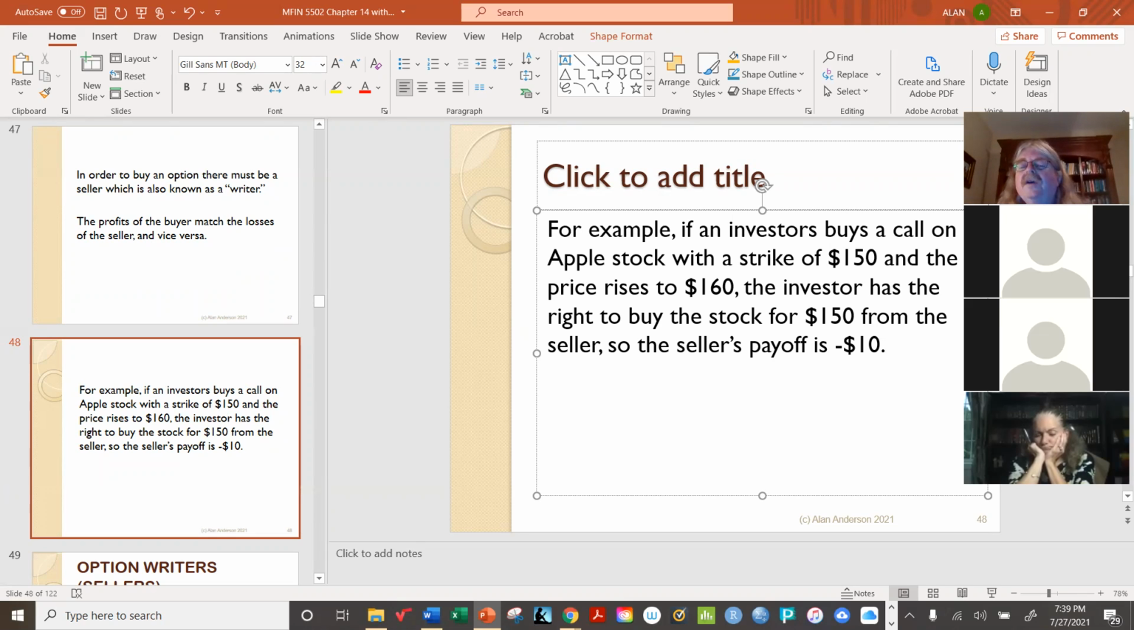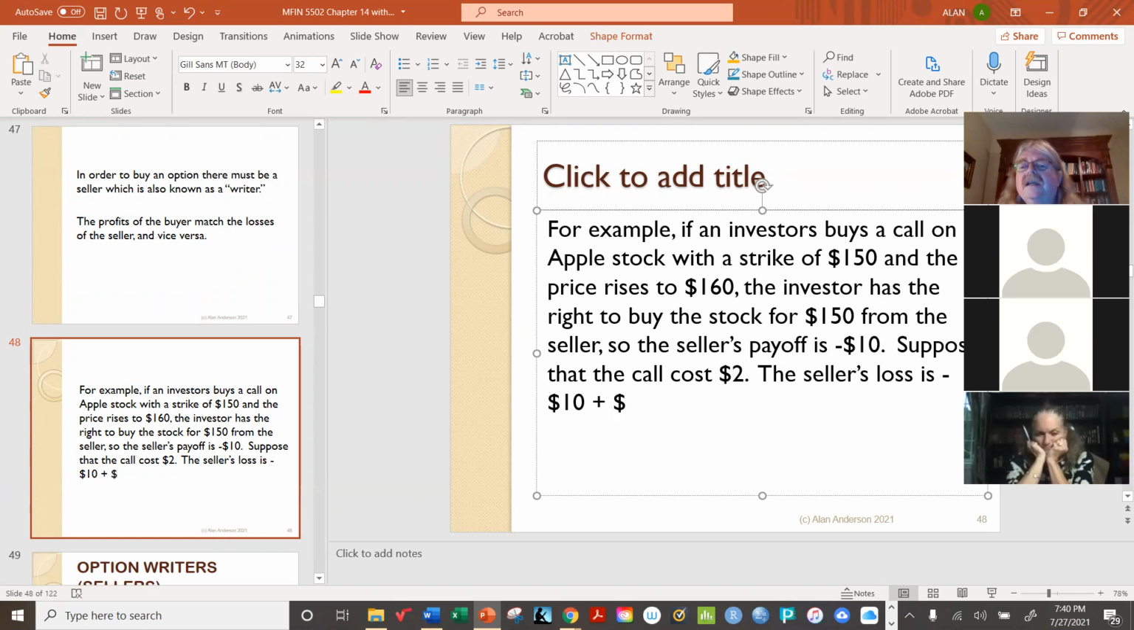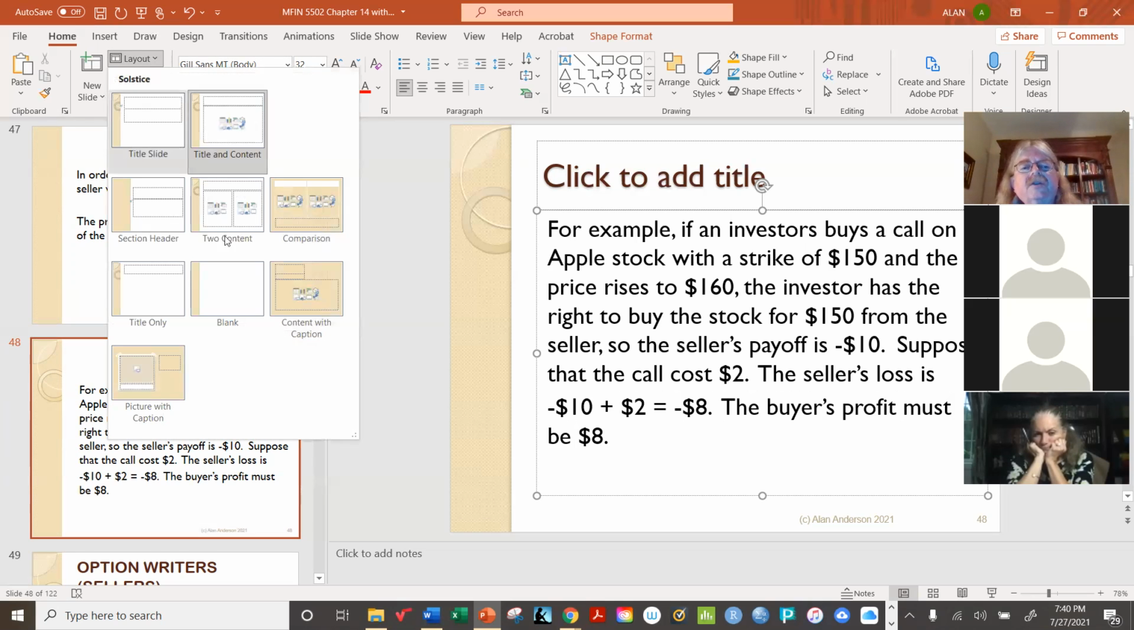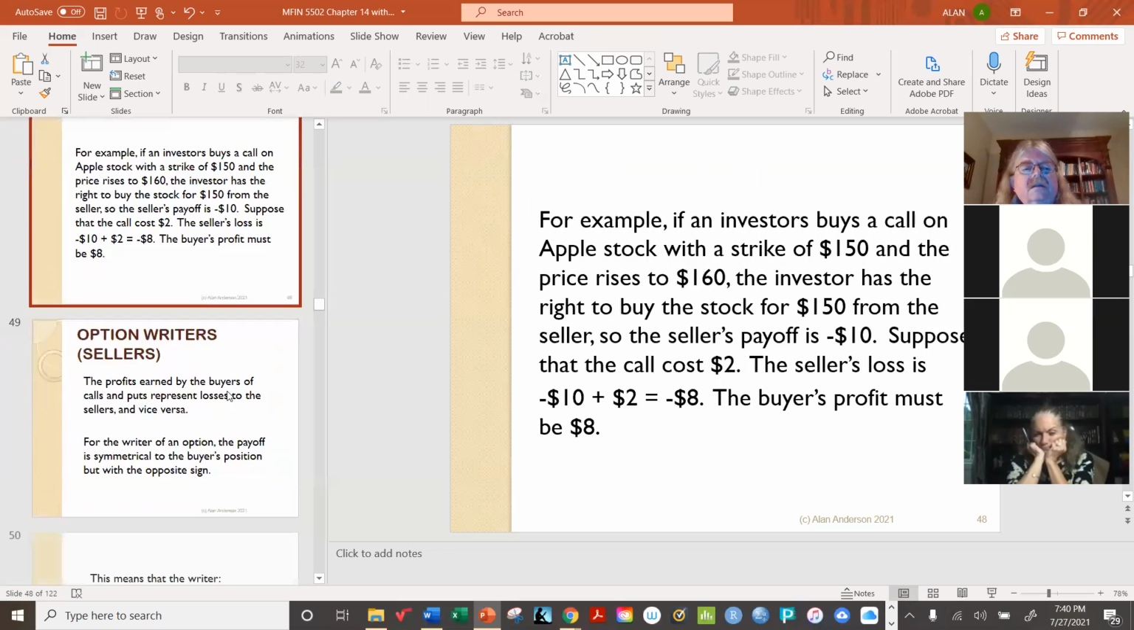Now, as far as the profits and losses are concerned, suppose that the call costs $2. The seller's loss is minus 10, but plus 2 because they got to keep that money. So minus 10, but plus 2, so it's minus 8. They keep the premium from the option, but then they suffer the negative payoff. Therefore, the buyer's profit must be $8. So it comes at the expense of the seller. So being a seller is very risky. In fact, being a seller in a lot of ways is like being an insurance company. Why do I say that? You'll see.